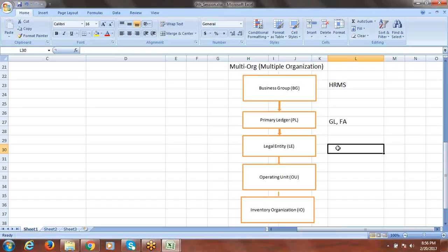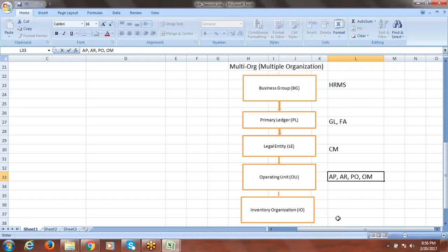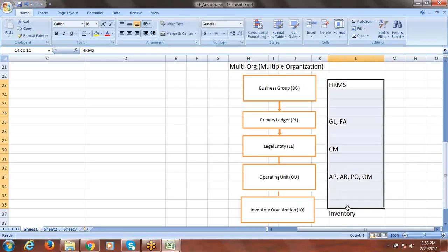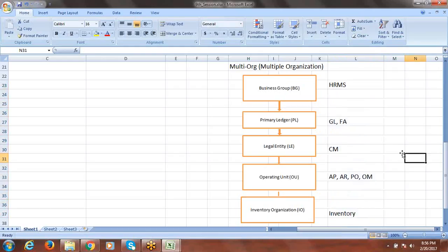And when we talk about the legal entity level, we can have the cash management application. And when we talk about the operating unit, here we can have our primary modules AP, AR, PO, and OM. There are many other applications, like project costing and billing, but those are not related to us. What is very relevant to us, let's talk about that. And for inventory, the inventory application can be mapped with the inventory organization. These are the organization units or enterprise elements, anything you can call them. So as per multi-org, which module is mapped at what level?